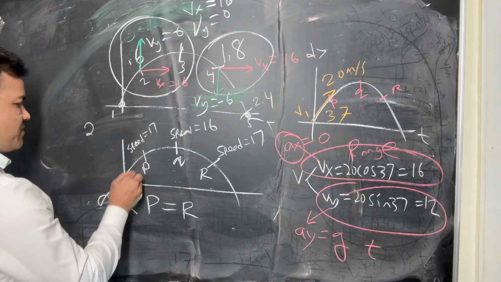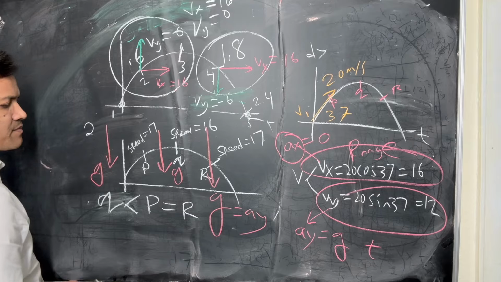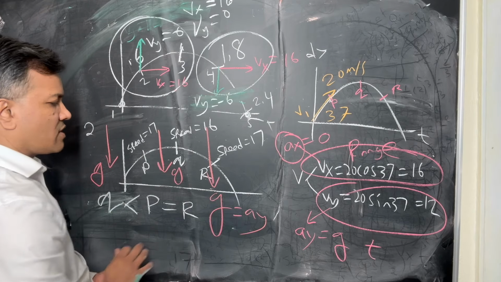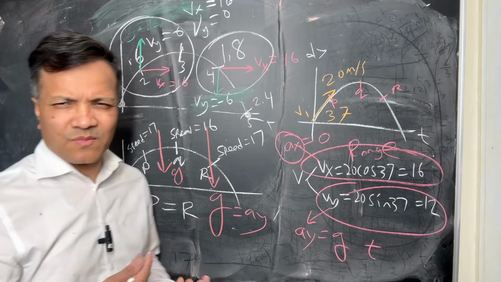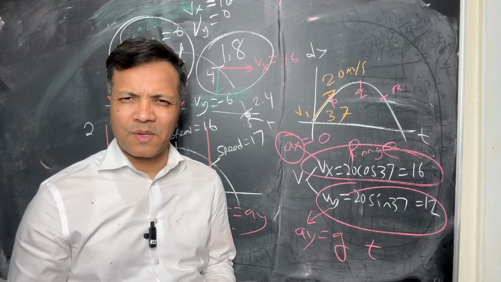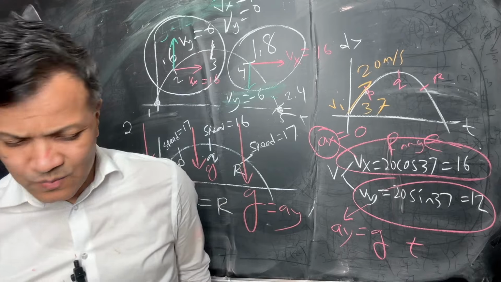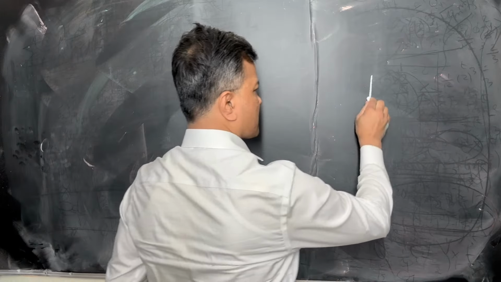Acceleration due to gravity is always in the y direction. Here, y direction. Here, y direction. Here, y direction, which is acceleration due to gravity. So acceleration due to gravity is always in the y direction. That's problems number 8 and 9. Problem 10 we have done many times in the class. So what is problem 10?